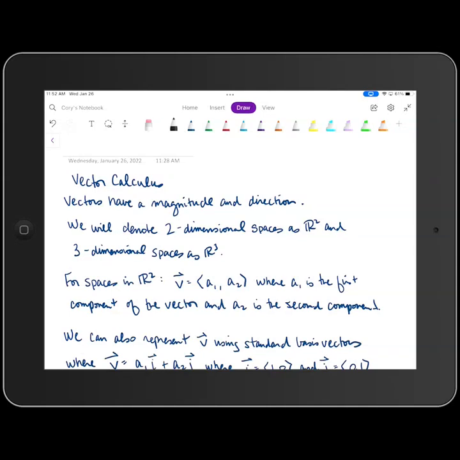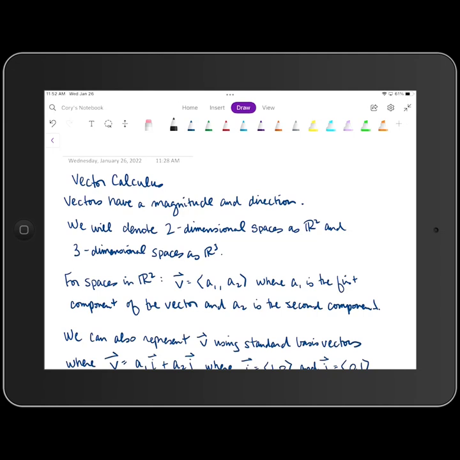Okay, hi everybody. So we're going to do a brief lesson on vector calculus. Just to let you guys know, vectors are covered more extensively in multivariable calculus. So you're going to learn about dot products and cross products and two-dimensional vectors and three-dimensional vectors in that class. What we're going to do in this class, our understanding of vectors is very basic.